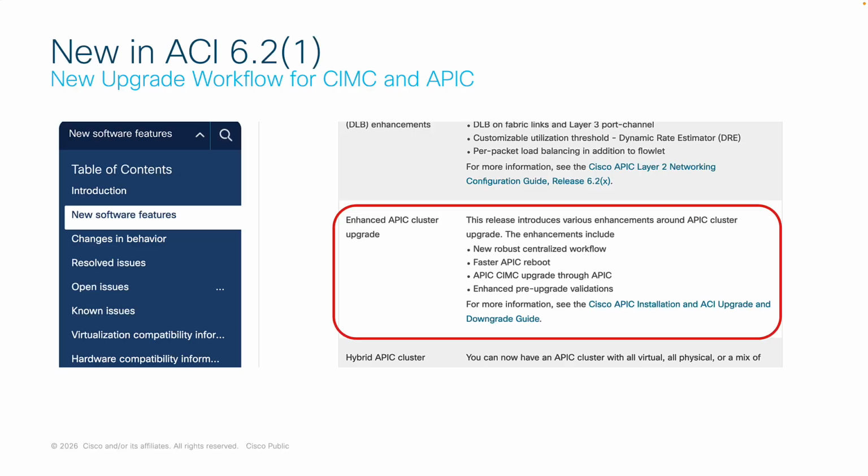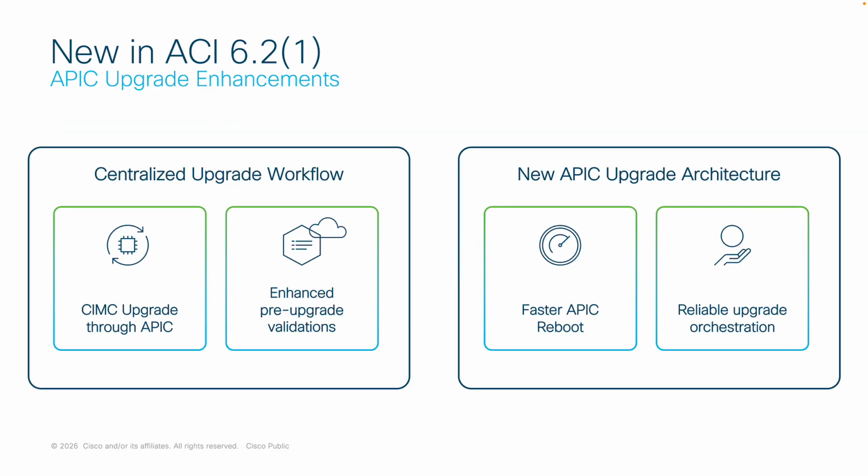So let's dig in. If you go to the release notes for 6.2.1, you'll notice this as a new software feature, enhanced APIC cluster upgrade. Now, this is really a combination of a bunch of different things, which all result in making this process not only better, more reliable, but also faster. So let's take a look and see what we mean by this particular new feature.